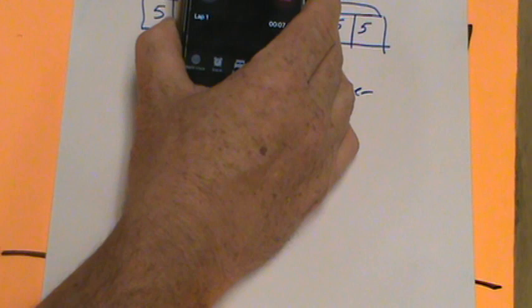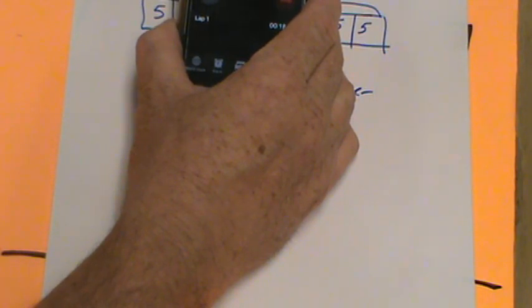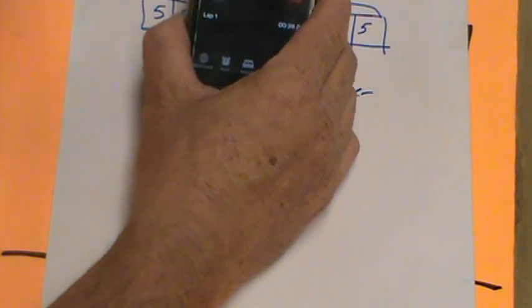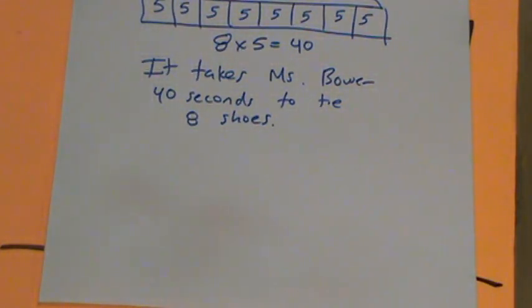There's 5, 10, 30 seconds coming up. And there we go. That was 40 seconds. That's how long it took Ms. Bauer to tie those 8 shoes.